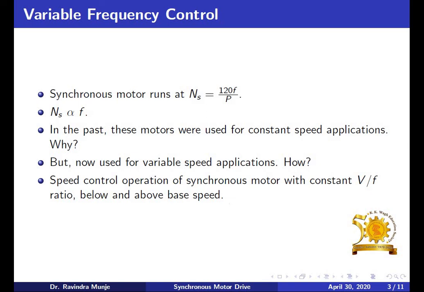So the operation below base speed and above base speed are achieved with the help of this method. For the operation below base speed, this V/F ratio is maintained constant, and for the operation above base speed, V is constant, whereas F is varied. V is at rated value in that case, but F is varied. So we get operation above base speed.